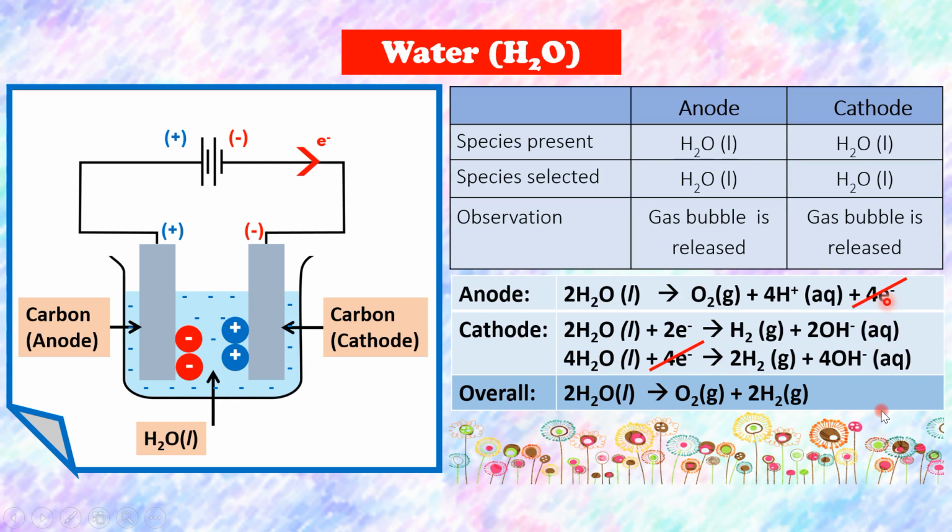Okay, next we can cancel out the number of electrons. We can combine 4H plus ion and 4OH minus ion to form 4H2O. Next, we can cancel out 4H2O at both sides. And finally, we will get this overall equation.